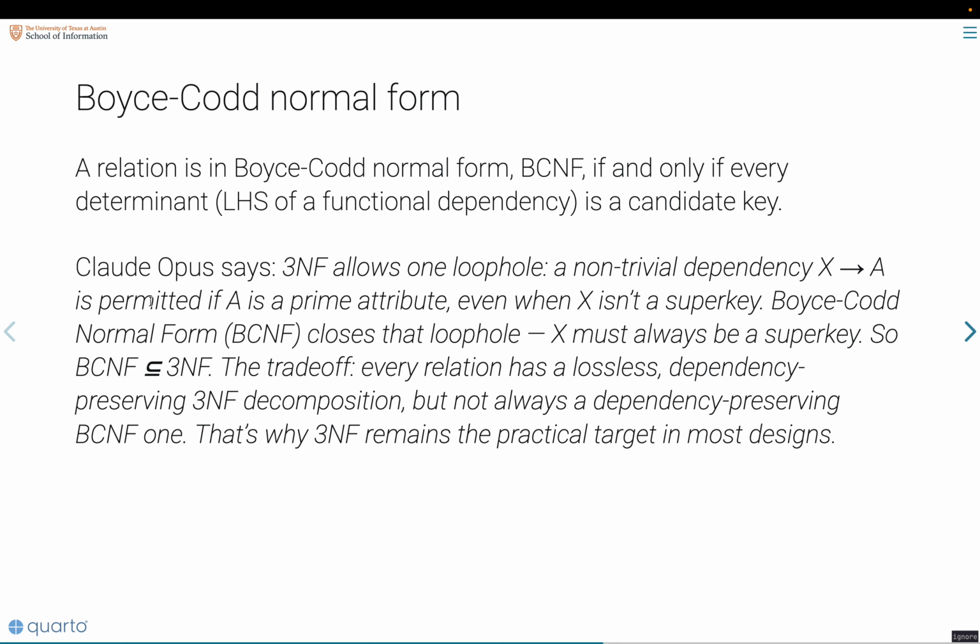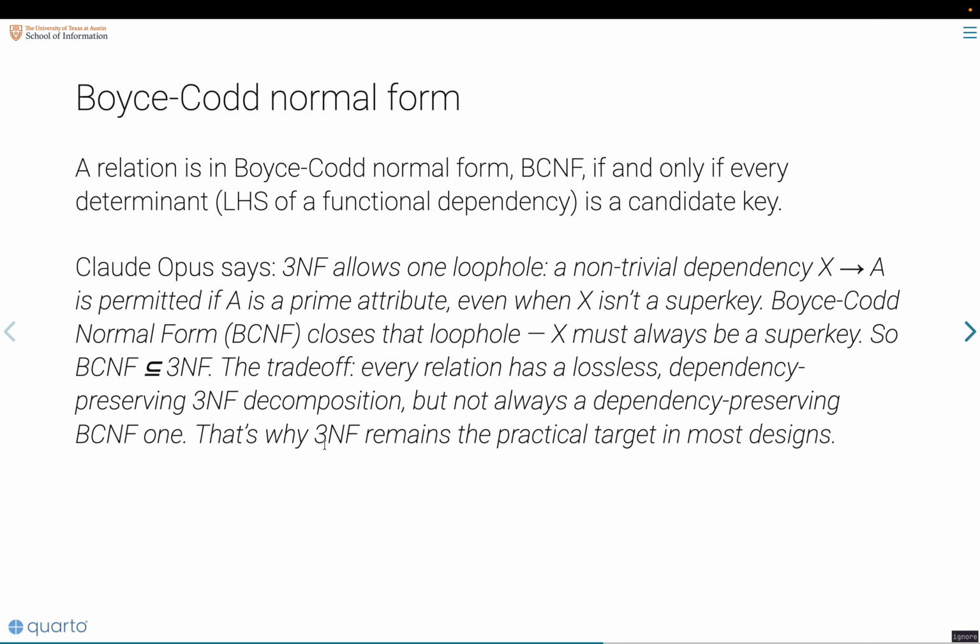So a non-trivial dependency, X determines A, is permitted if A is a prime attribute, even when X isn't a superkey. So Boyce-Codd normal form closes the loophole. X must always be a superkey. So Boyce-Codd normal form is an element of third normal form. The trade-off is that every relation has a lossless dependency preserving third normal form decomposition, but it doesn't always have a dependency preserving Boyce-Codd normal form one.